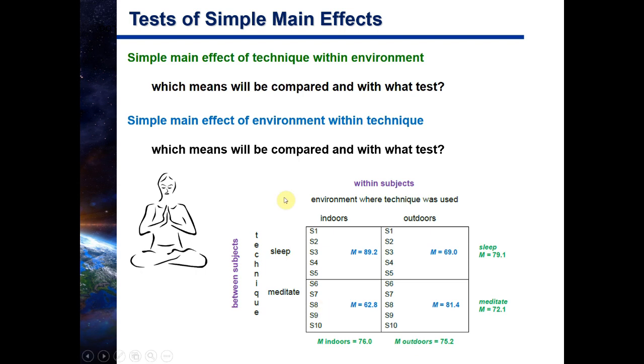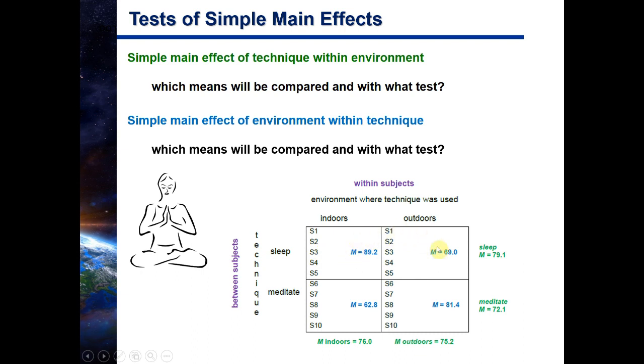Okay. We've addressed this one. Now let's look at this one. Let's swap them. What if we wanted to look at the simple main effect of environment within technique? This means we're comparing the different means for environment separately for the different techniques. The different means of environment are indoors and outdoors, but we're going to compare them separately for each technique. So we're going to first start with this one. We're going to compare indoors to outdoors only within the sleep category.